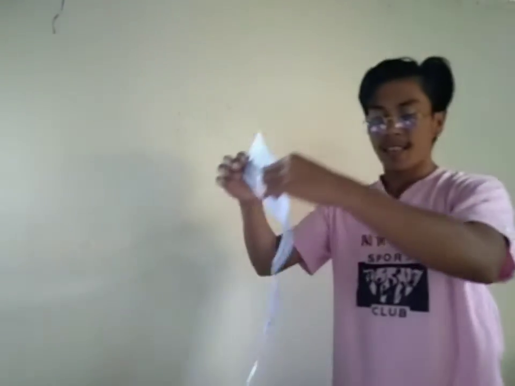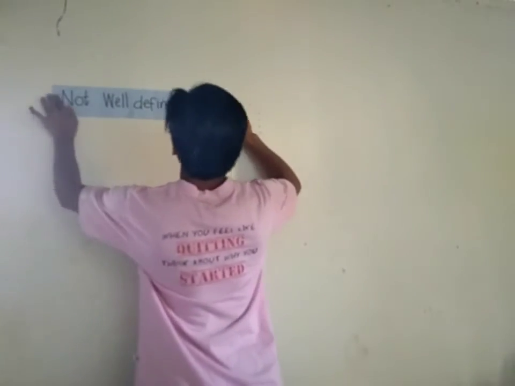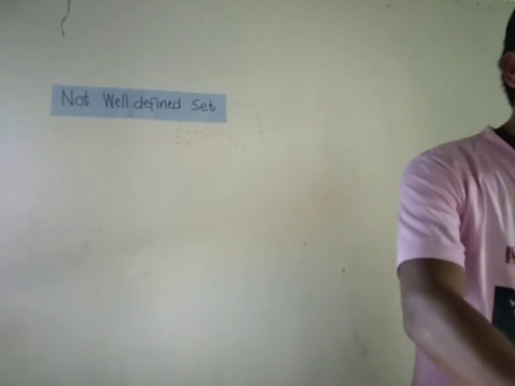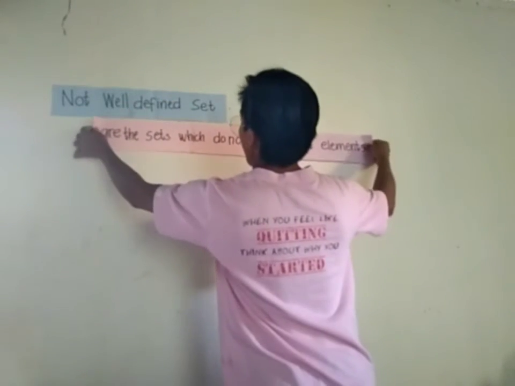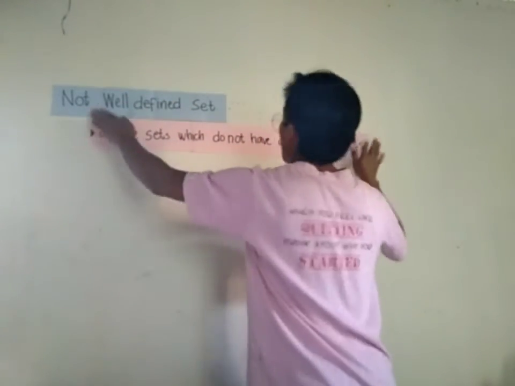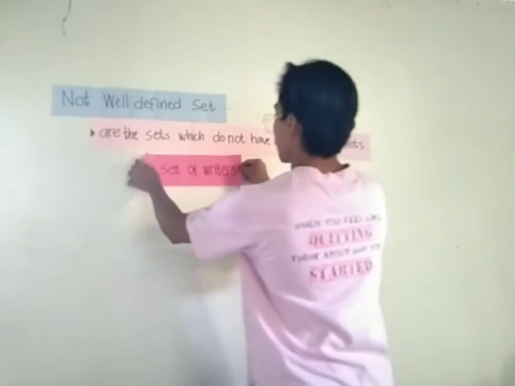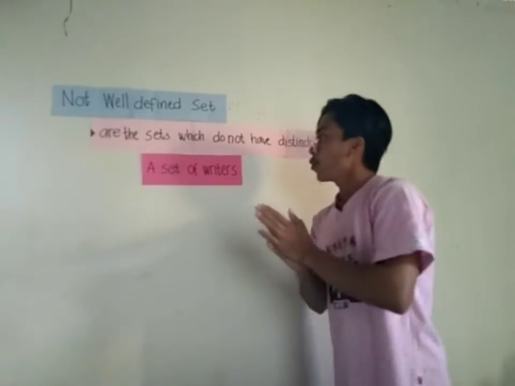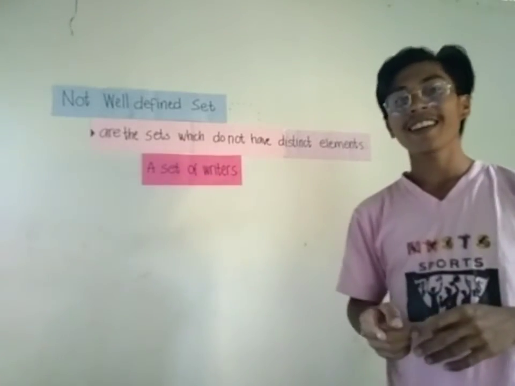So now we are going to discuss the not well-defined set. So what is a not well-defined set? Anyone? So, not well-defined sets are sets which do not have distinct elements. Like for example, a set of writers. So why is this set not well-defined? Because we cannot determine easily who the writers are.